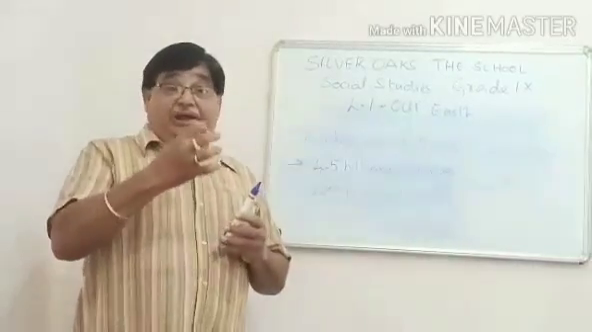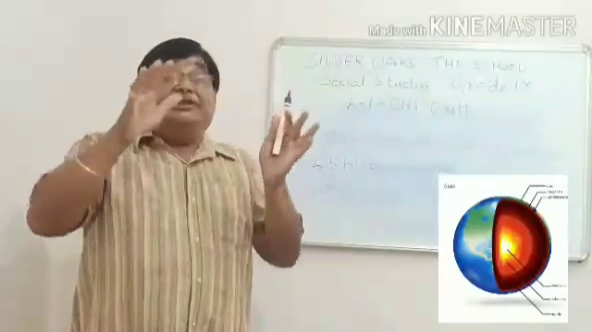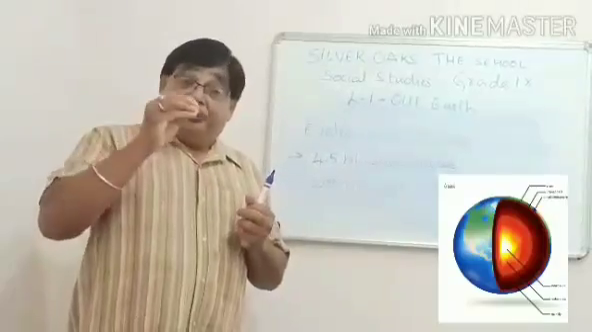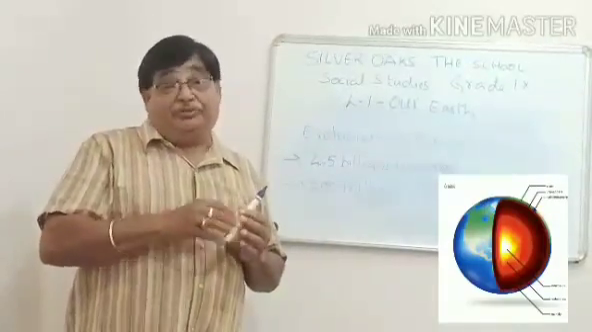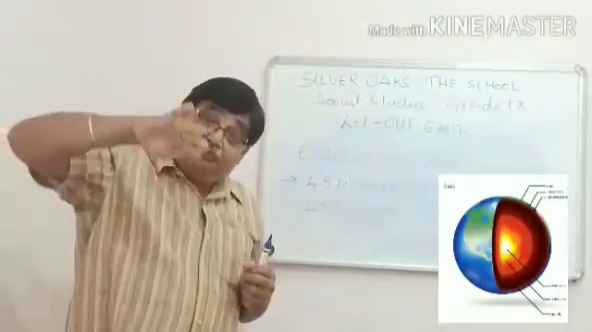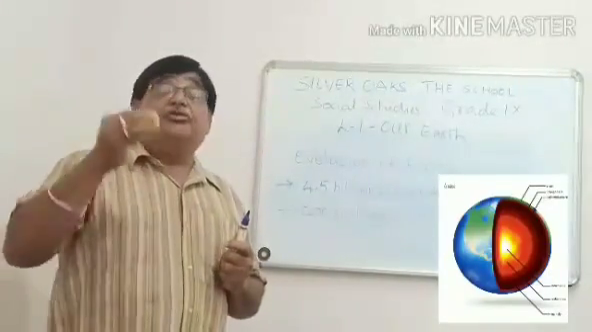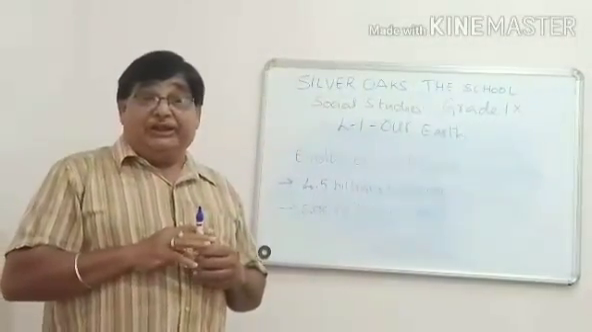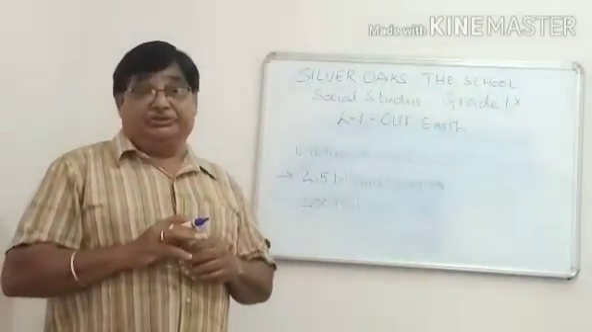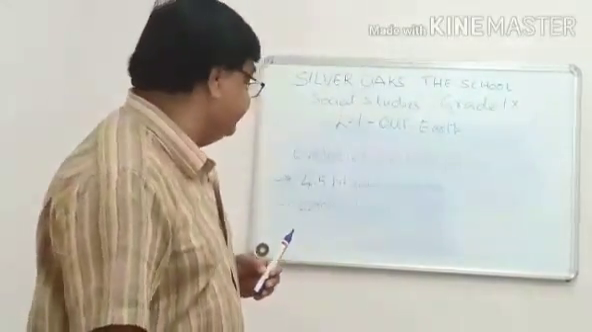Then the internal materials started cooling down. Because of that, what happened? There were cracks and wrinkling, and the result of that wrinkling of the surface of the earth is the formation of mountains and basins. These basins got filled with water from rainfall. In this way, the earth's surface came into existence. Let us now discuss the internal structure of the earth.